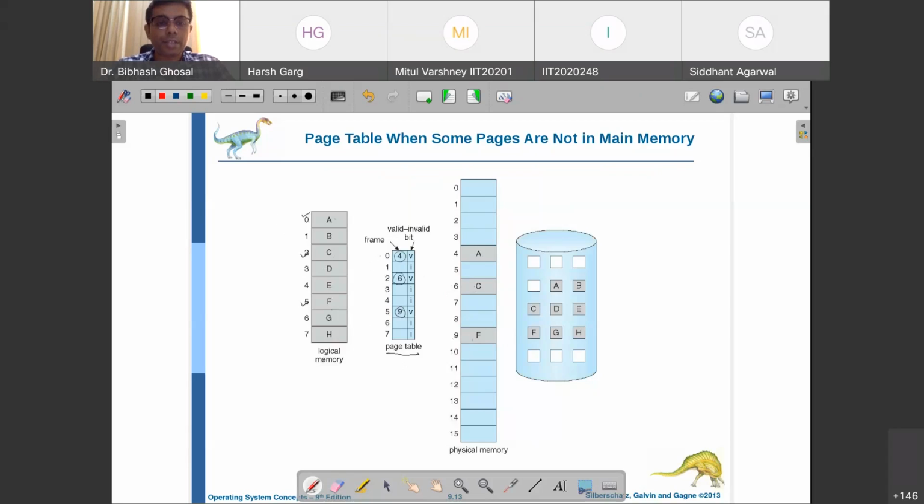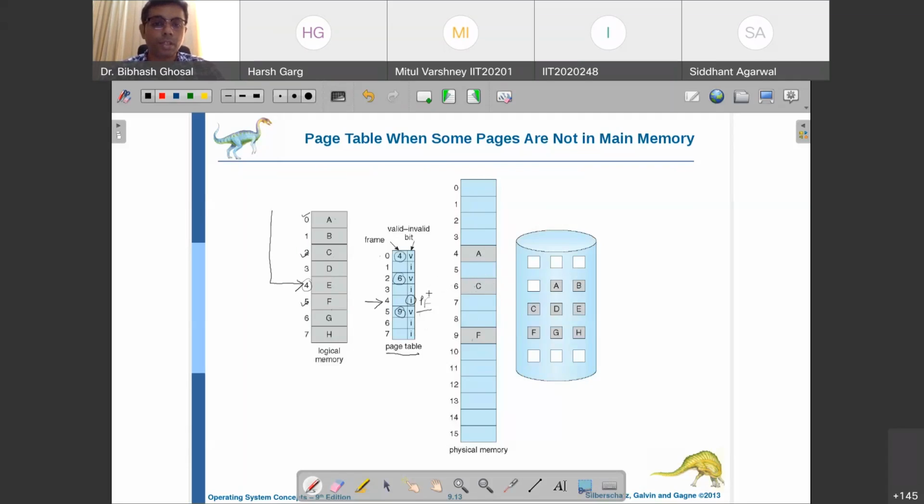So suppose there is an address that wants to fetch this page, page number 4. When it wants to fetch page number 4, that page entry will be looked up in the page table and will find that it is showing I, which means it's an invalid bit. That is, the page is currently not in the physical memory, and this means a page fault. The moment it declares a page fault, we know that the page has to be brought into the physical memory.